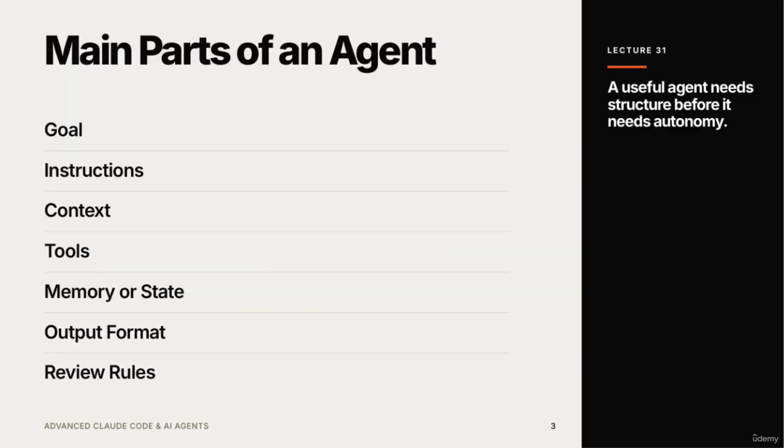Here, we're looking at the main parts that make up an agent. An effective agent is built on a solid structure before it can function independently. The key components include the goal, which defines what the agent is trying to achieve. Instructions guide the agent's behavior, while context provides a background or environment in which it operates. Tools are the resources or capabilities the agent can use, and memory or state keeps track of past interactions or information. The output format determines how the agent presents its results, and review rules help ensure quality and consistency. All these elements come together to form a well-structured, advanced AI agent.